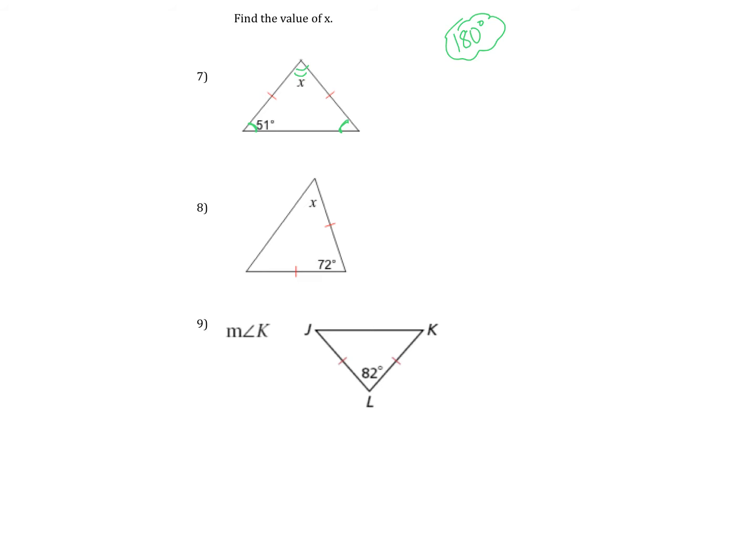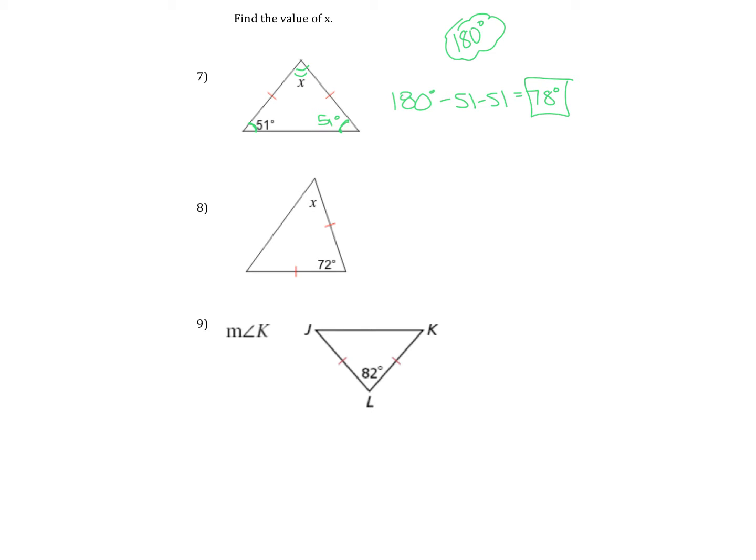So in this problem, I know that I would have two angles that are 51 degrees. So you could do your math however you'd like, but I'm going to do 180 minus 51 minus 51. Some of you like to multiply 51 by 2, and then you subtract from 180. However you'd like to do it is fine, but we're going to get 78 degrees for x then. So let's take a look at number 8.